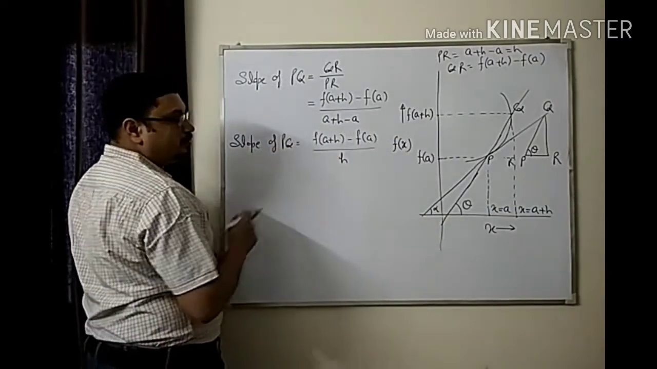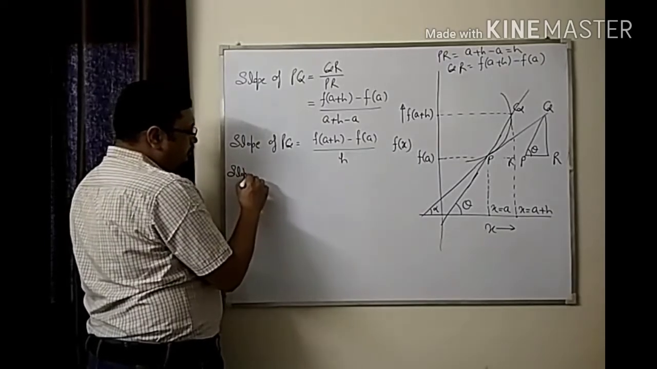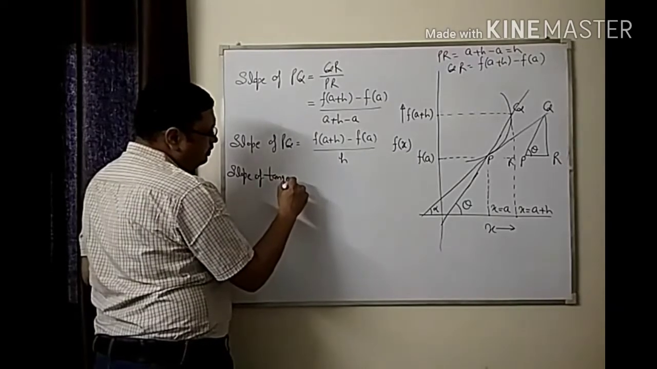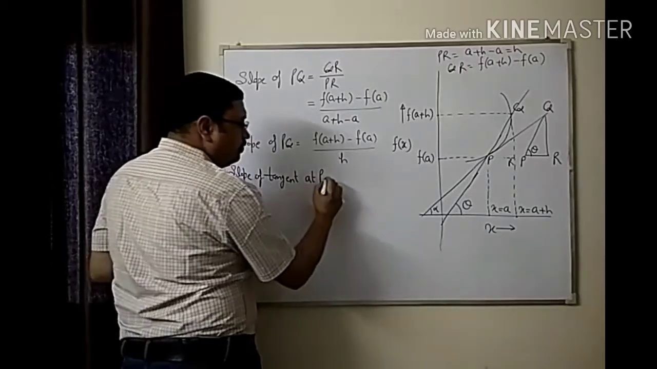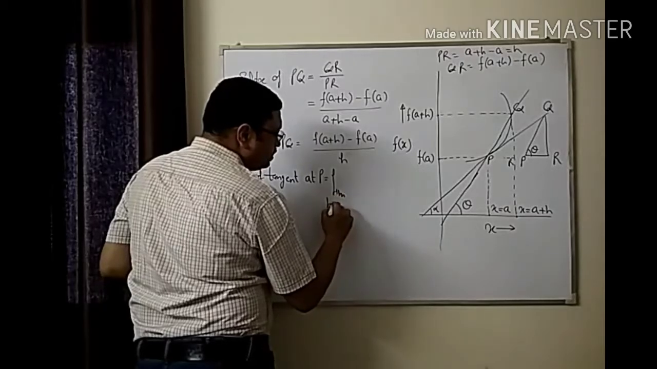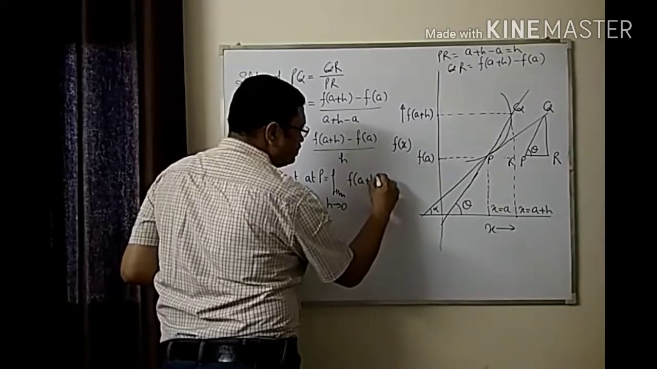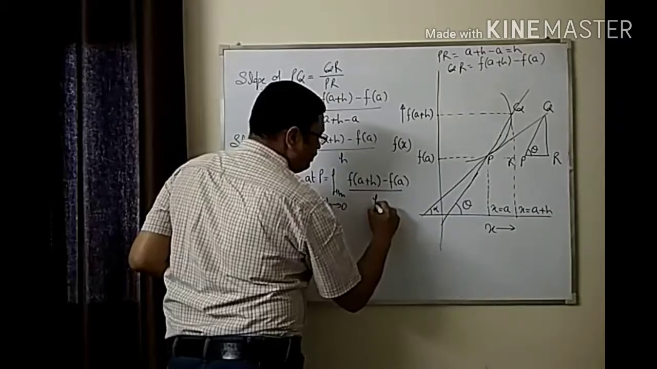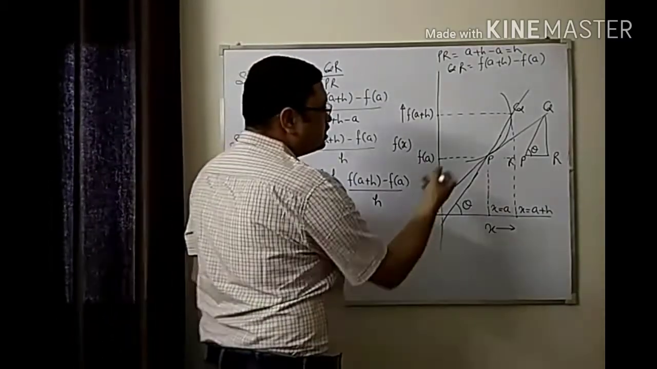Suppose that angle is alpha. So the slope of the tangent at P will be limit h tends to 0 of f(a+h) minus f(a) upon h. So I hope you have understood this. Otherwise, I can explain it again.